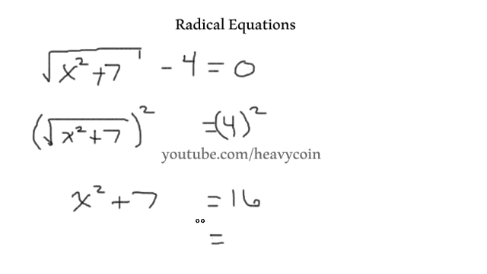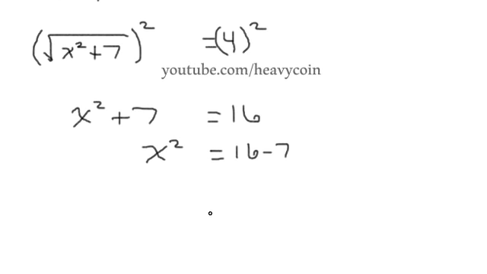All right. Now we want to take the 7 to the other side, so we have 16 minus 7 and x squared on the left. So this becomes 9, and then we have x squared. So now what we want to do is get rid of this square. We square root both sides. So we're going to now square root both sides.